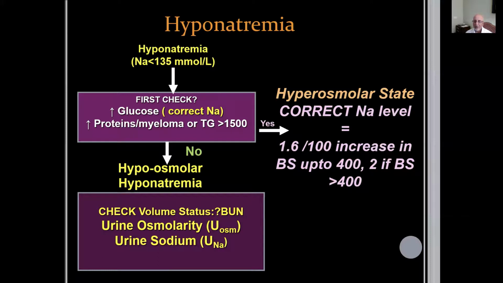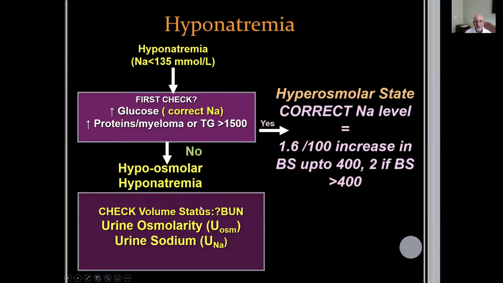Serum sodium should be increased 1.2 for every increase in blood sugar up to 400, and 2 if the blood sugar is over 400. I generally use a correction factor of 1.8 in a patient with hyperosmolar state to obtain the corrected sodium level. So in this case, the patient's serum sugar is normal. So we then have to ask ourselves what exactly is going on, and we get to hypoosmolar hyponatremia as the patient's blood sugar is only 140.